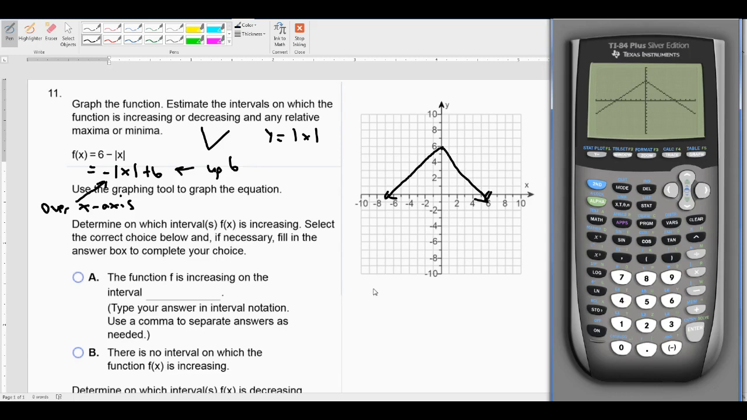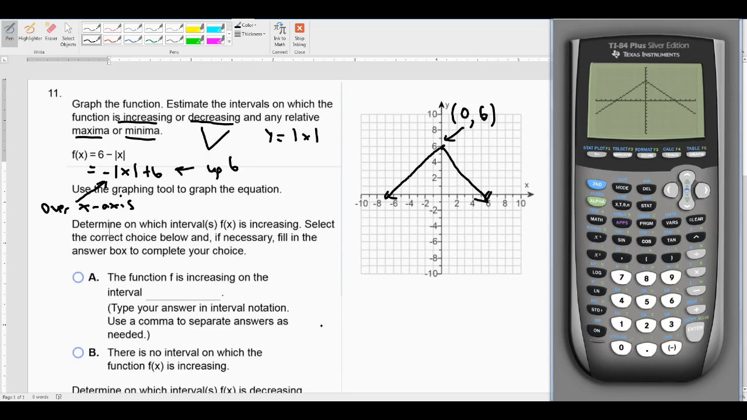So what I'm going to do now is look at these problems, and the problem's asking to determine the intervals where it's increasing, decreasing, and any max or min. Now the first thing I want to do is find this point. Well, since absolute value of x starts at 0, 0, when you just moved it up 6, that means that point is 0, 6. 0, 6 is what that point is right there. And I'm going to use that to answer all these questions.